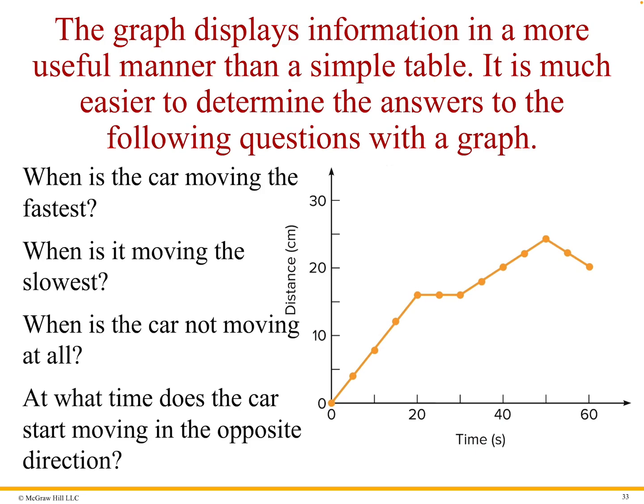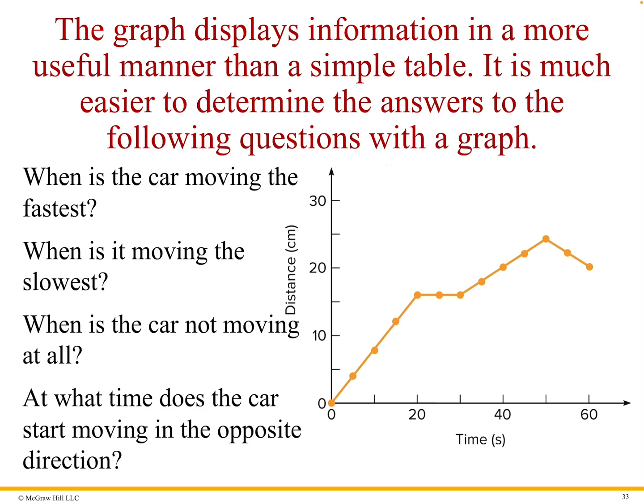All right, so this says that the graph is displaying information, and it's wanting us to answer some of these questions. When is the car moving the fastest? When is the car moving the slowest? When is the car not moving at all? And at what time does the car start moving in the opposite direction?